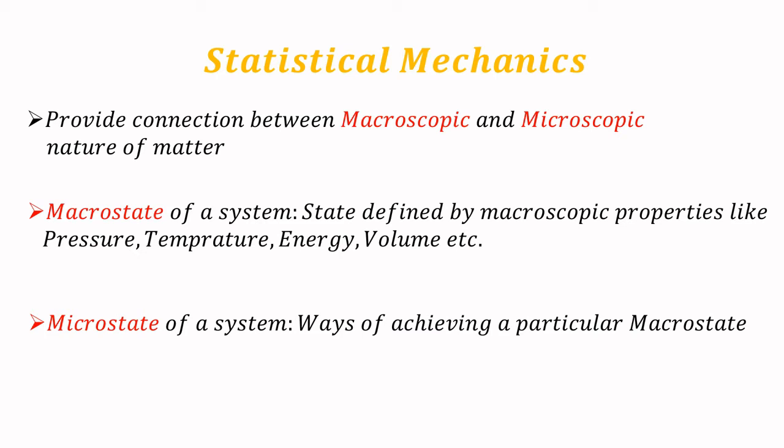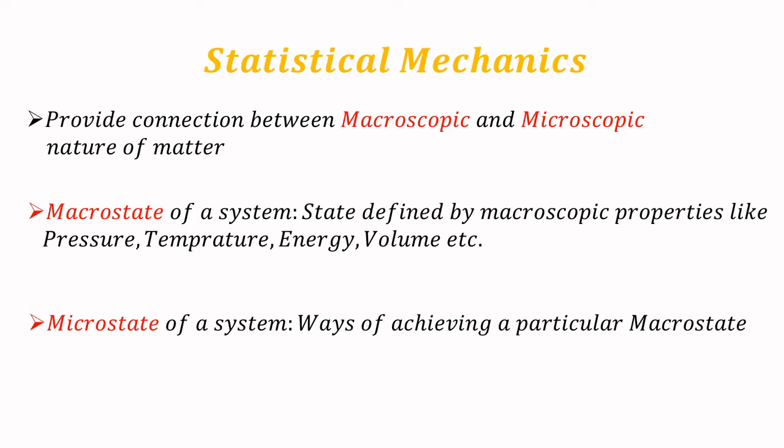So what is statistical mechanics? It's very important to know. Statistical mechanics provides a connection between the macroscopic and microscopic nature of matter. What is the macroscopic and microscopic nature of matter? It is defined by a state of that particular system. The macro state of a system is defined by macroscopic properties like pressure, temperature, energy, volume, density, etc. Whatever the system is, it can have a pressure, a certain value of temperature or energy. Whatever it is, it is called the macro state of that particular system.